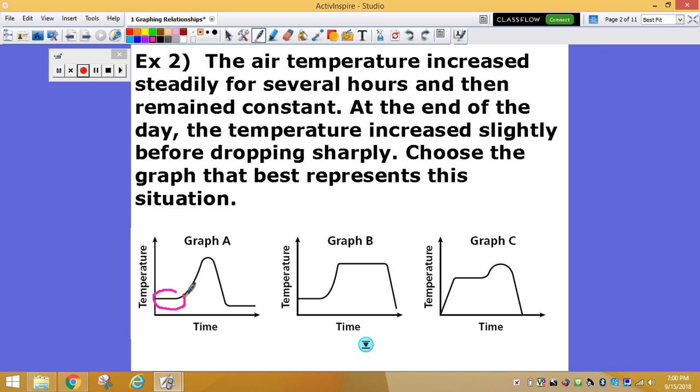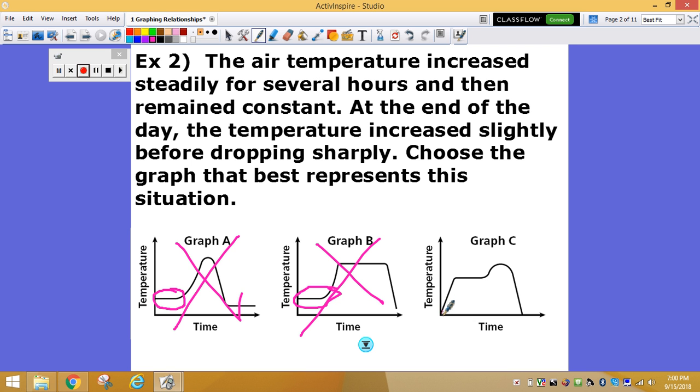Well, let's look right here. Is your temperature going up or is it staying the same? Right here in graph A, it's staying the same, so that doesn't work. Same thing in graph B right here. The temperature is staying the same, so that's not going to work. So let's go through graph C and explain why it is the best one.